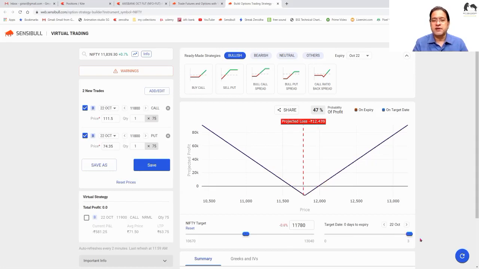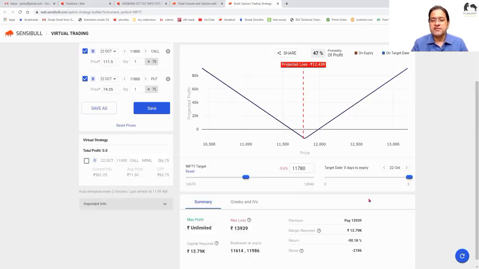It has 2 days to expire. Let me take it to the expiry. What's the kind of investment? The total investment is 13,000, close to 14,000 rupees, which is the maximum loss. But the profit can be unlimited. The reason is, if you are expecting any movement, let's say less than 2% on the downside, and even on the upside, which is almost close to more than 1.5%.